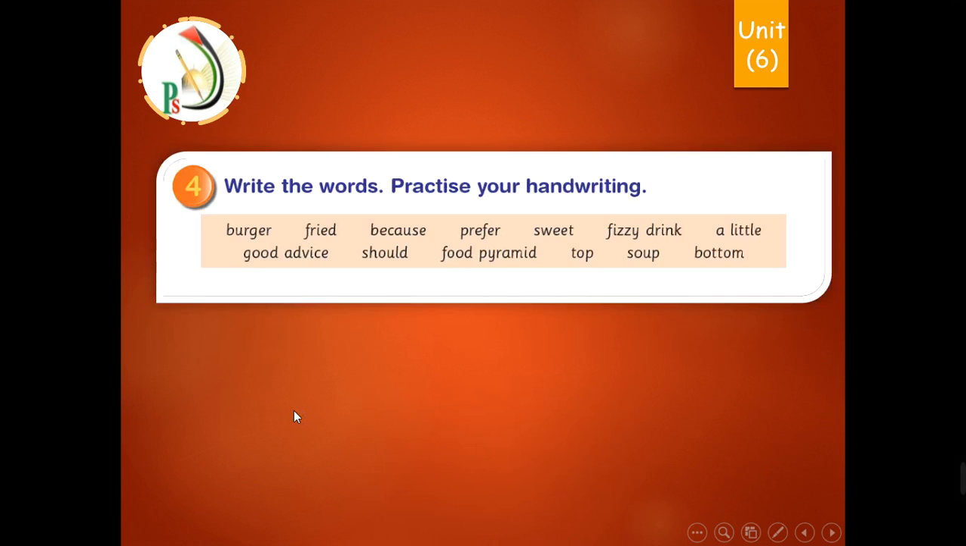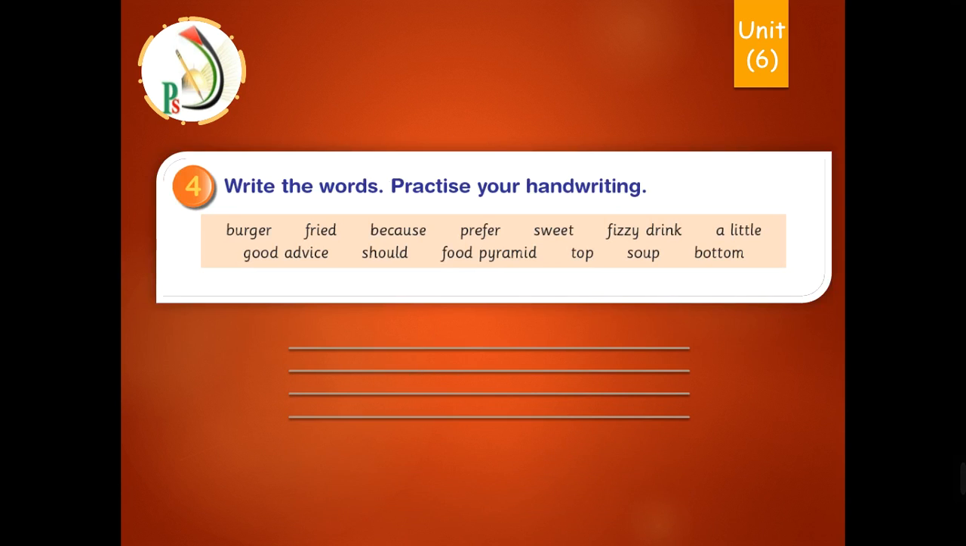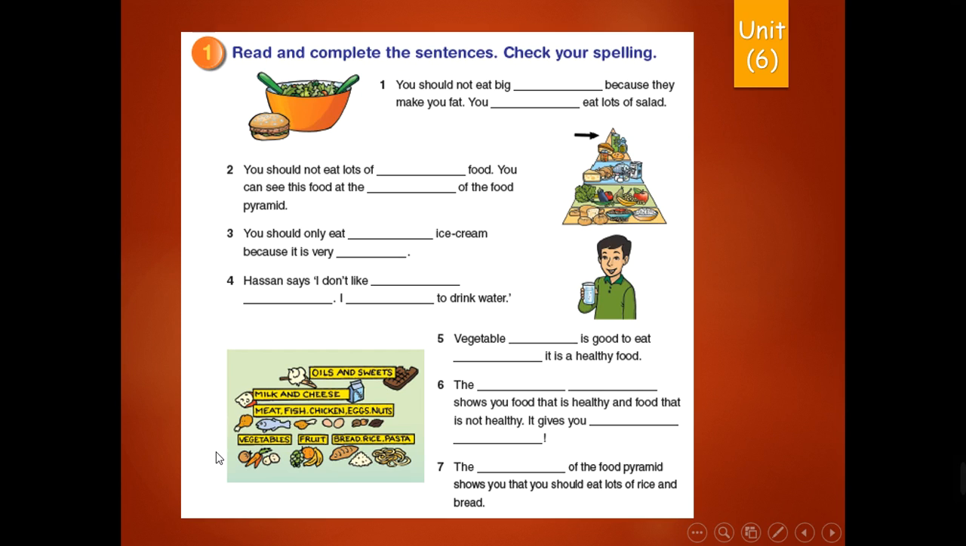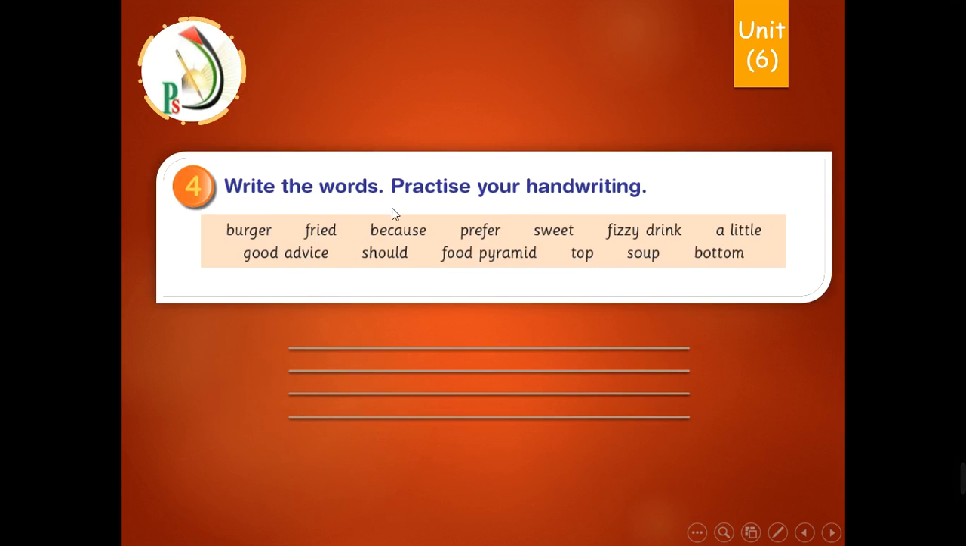Let's move to the fourth one. Write the words, practice your handwriting. Of course, it's practicing handwriting. Don't write in 2 lines, you have to write in 4 lines. These are the main lines, but we have to write on 4 lines to write in good handwriting and be sure that our notebooks and copybooks are tidy and okay. Write on 4 lines these words and let your teacher check your handwriting.